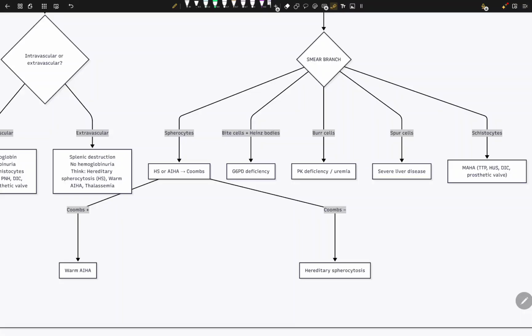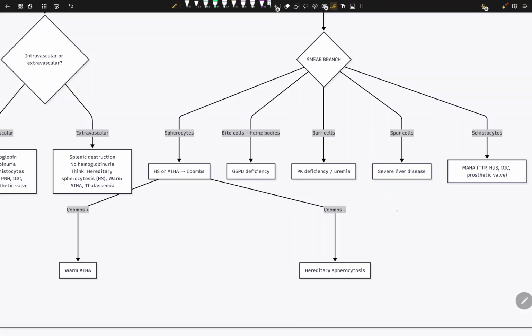And an amazing thing is that spur cells have irregular thorny spikes, whereas Burr cells, called echinocytes, have uniform spikes like this, but spur cells are like this. Okay, so important differentiation, right? Burr cells have uniform spikes and we see them in uremia and pyruvate kinase deficiency, right? Now in spur cells, we have two problems: liver disease and abetalipoproteinemia.